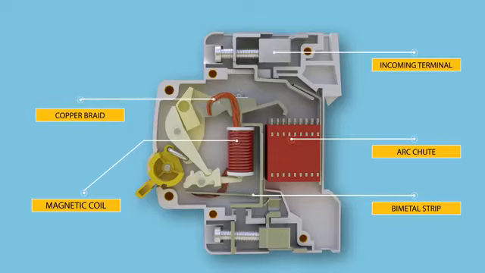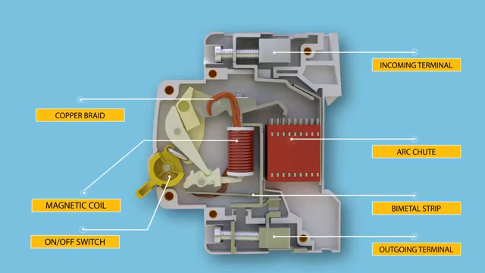Copper braid connects the moving element with the static element. On-off switch is operator with which we manually interrupt or turn on the electric circuit. In outgoing terminal we connect outgoing phase from circuit breaker.